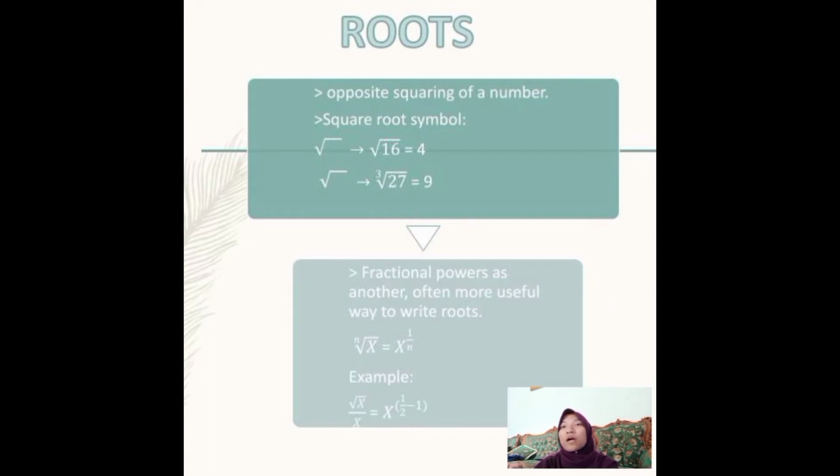In the example, we can also see rule number 2 in rules of powers, which is square root of x over x. We can write it as x to the power of (1 over 2 minus 1). That is as simple as ABC, right?